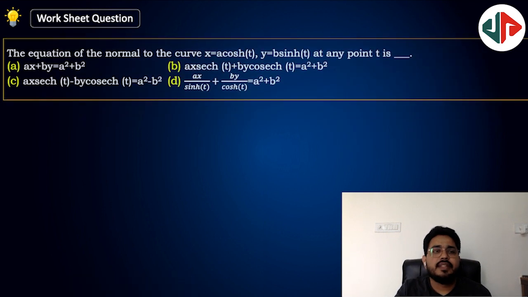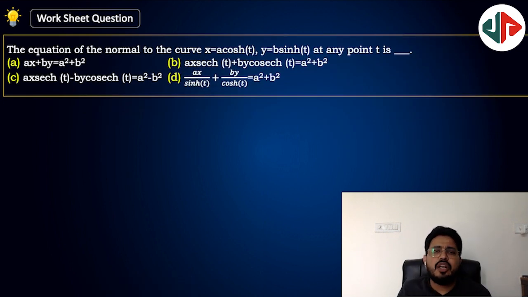Next question is the equation of the normal to the curve x is equal to a cos ht, y is equal to b sin ht at any point t is the equation of the normal. So slope of the normal is equal to minus dx by dy.